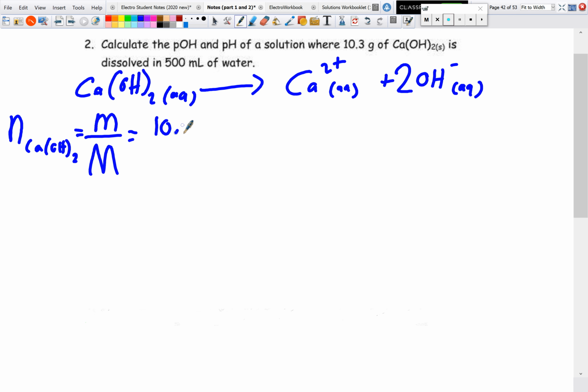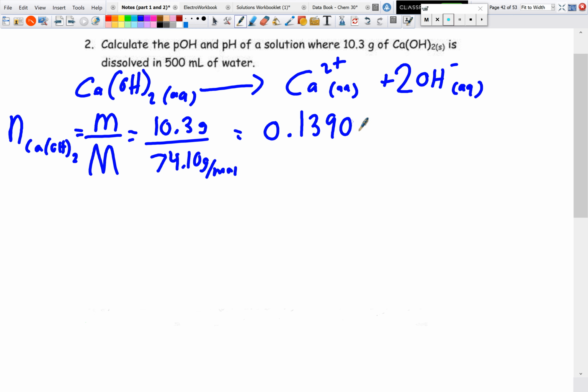So the mass was 10.3 grams. Now the molar mass for calcium hydroxide is 1 calcium plus 2 oxygens and 2 hydrogens. So the molar mass for that is 74.10 grams per mole. And of course, when we do this in our calculators, we get the number of moles of 0.139001 moles of calcium hydroxide.